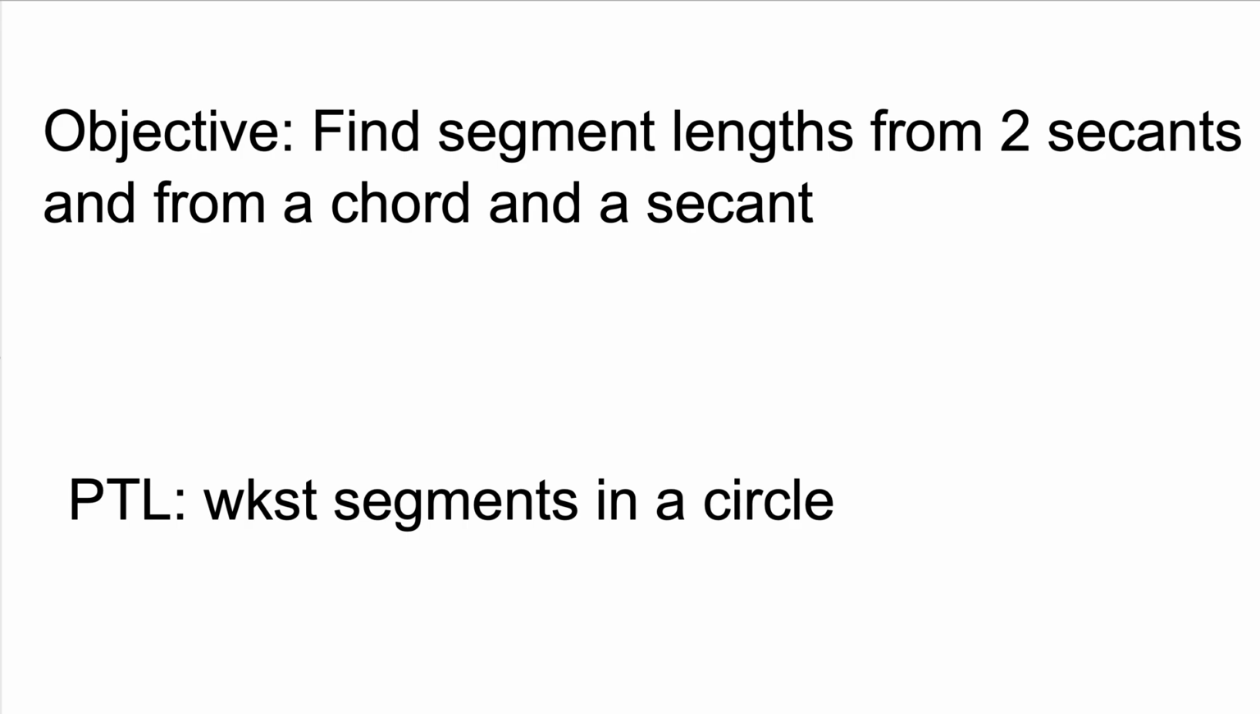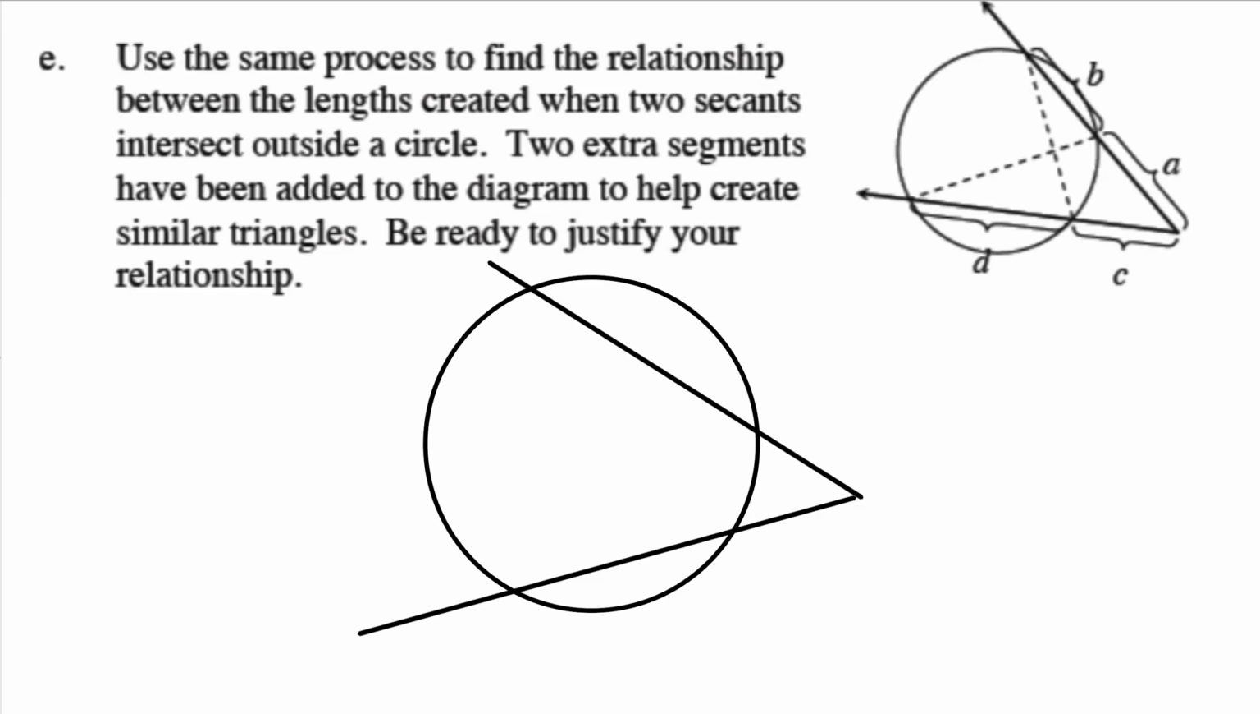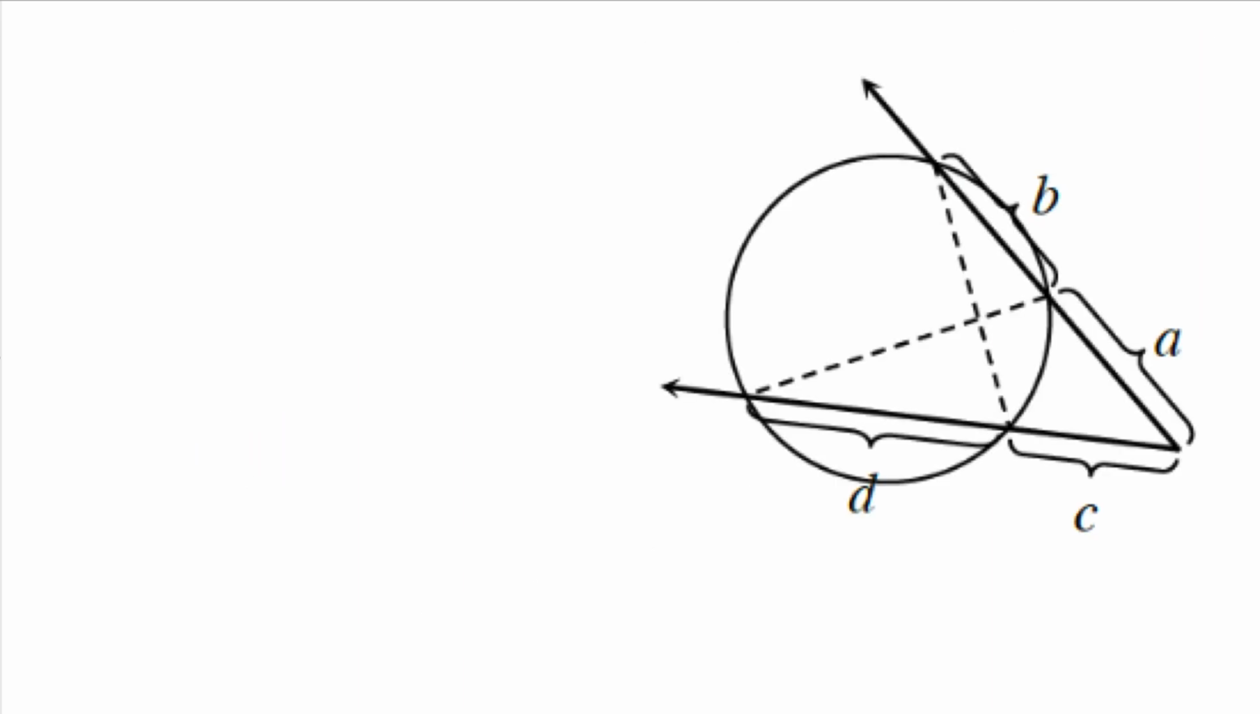A quick explanation of how to find segment lengths from two secants and from a secant and a chord. Two secants would look something like this picture right here. Now we're going to add some extra dashes to help explain why this happens.